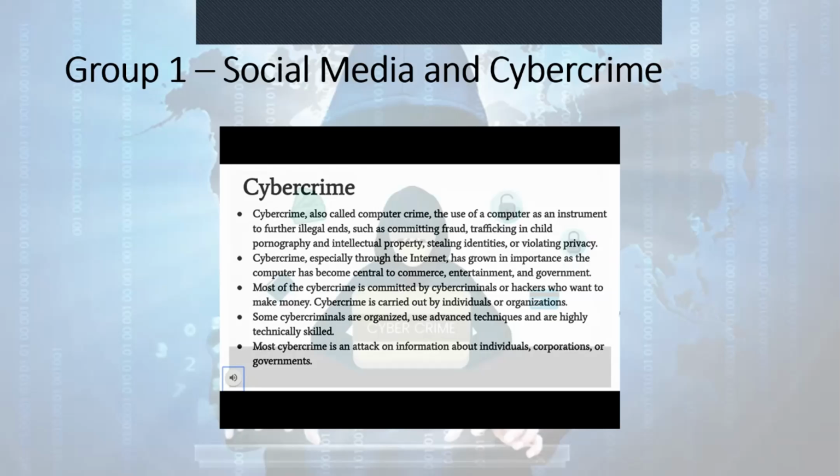Most of the cybercrime is committed by cybercriminals or hackers who want to make money. Cybercrime is carried out by individuals or organizations. Some cybercriminals are organized, use advanced techniques, and are highly technically skilled. Most cybercrime is an attack on information about individuals, corporations, or governments.